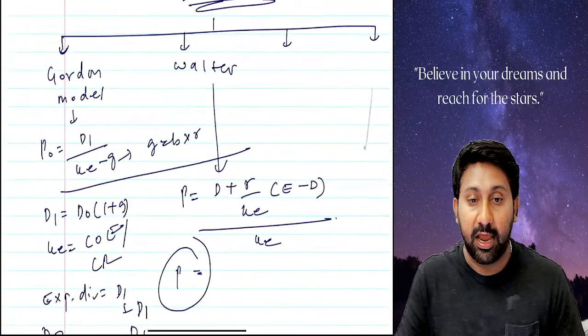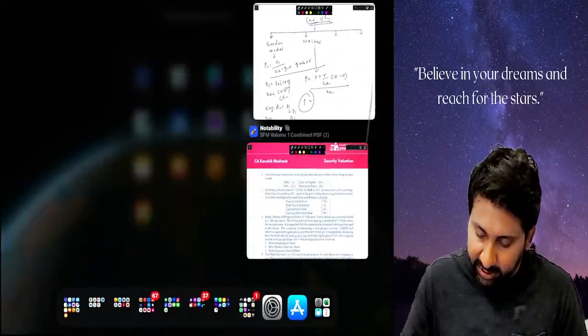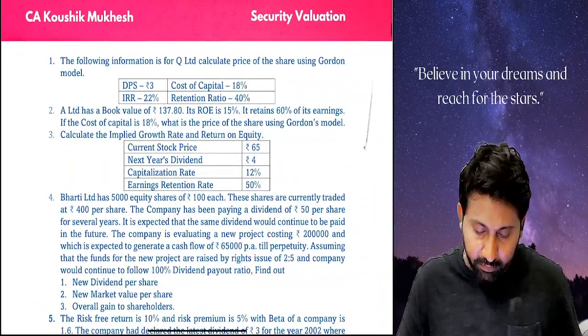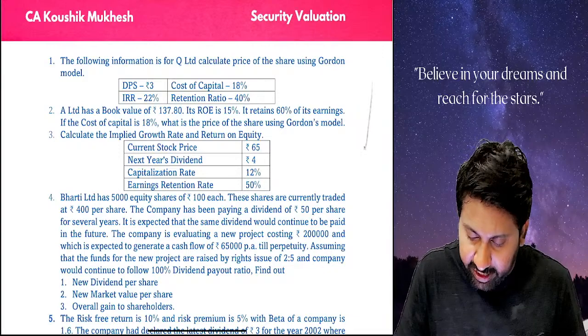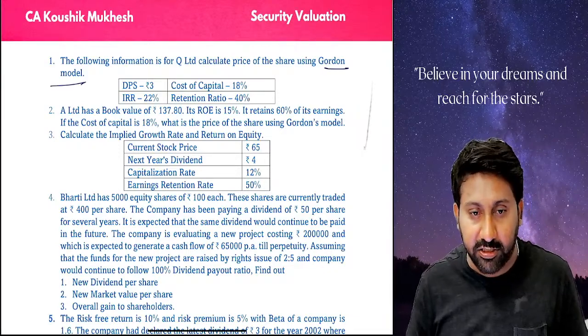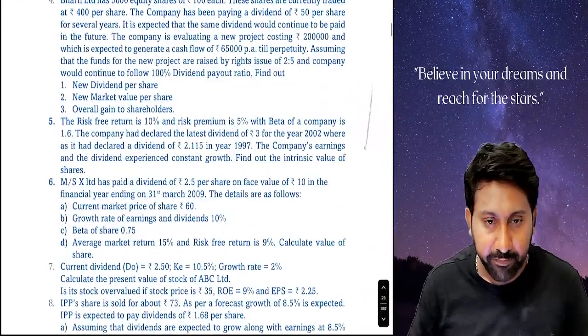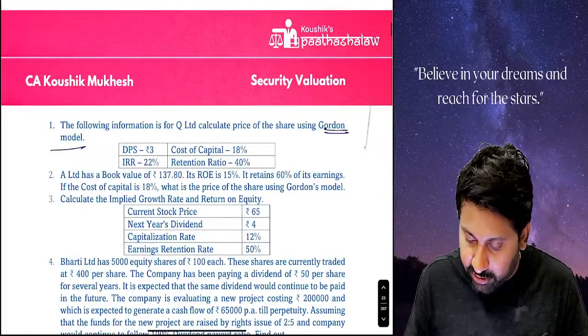Next one. Another important question from this chapter. Security valuation. See here. First question. It is dependent on which model? Gordon's model. All these are study material questions. Okay. First question is on the Gordon model.